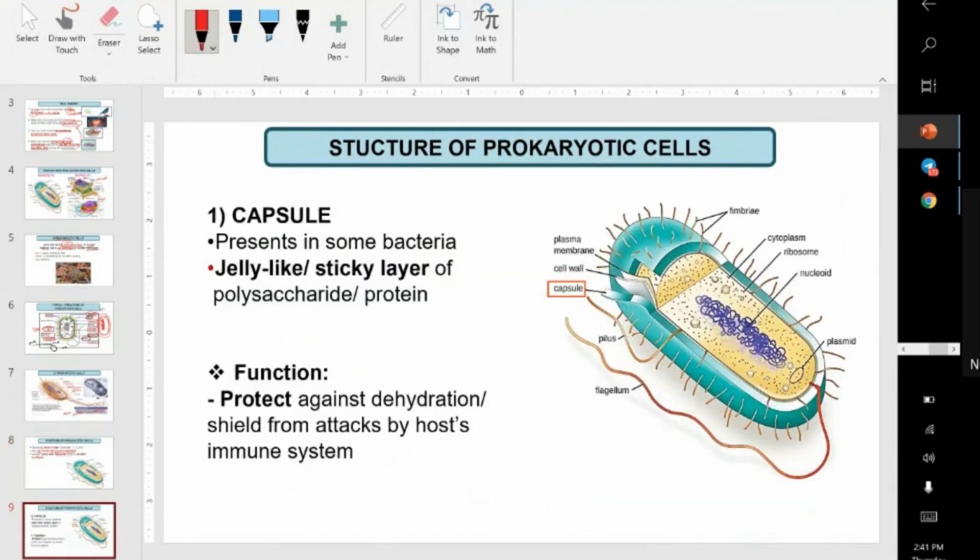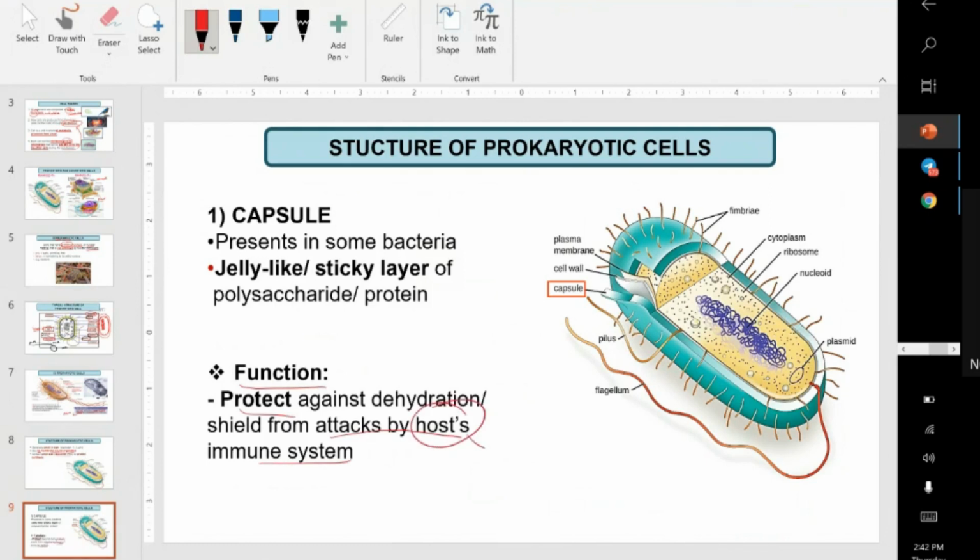A capsule is present in some bacteria, which is a jelly-like or sticky layer made up of polysaccharide and protein. The function of the capsule is to protect against dehydration or protect them from attacks by the host immune system.